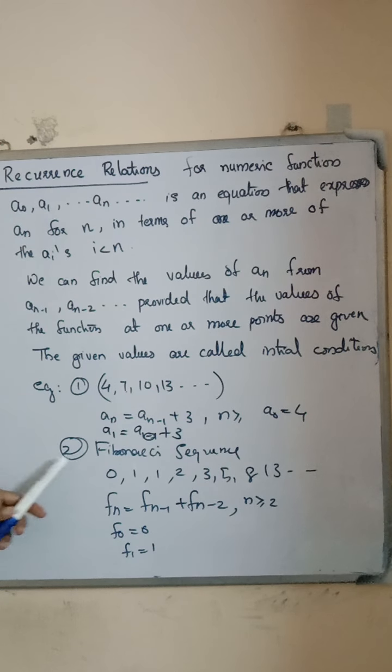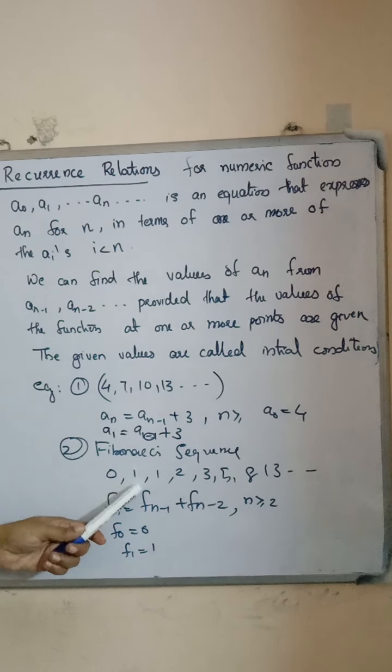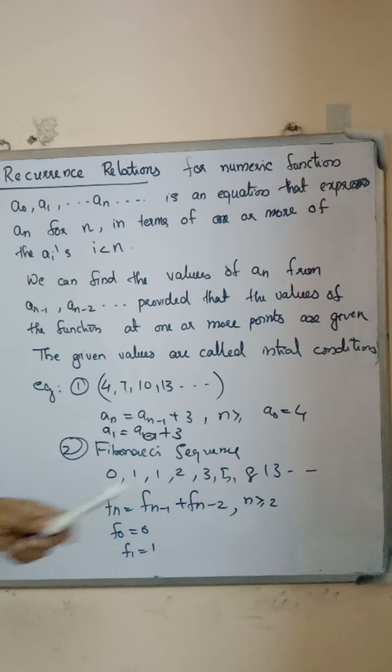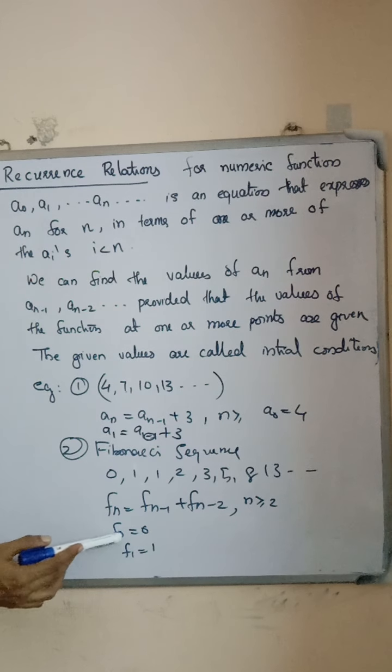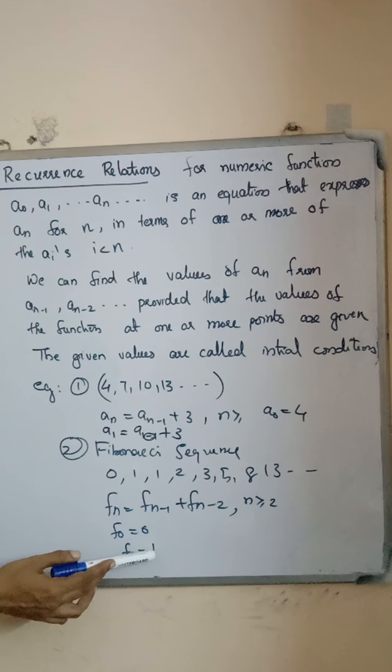Okay. Next example is the Fibonacci sequence 0, 1, 1, 2, 3, 5, 8, 13, etc. The recurrence relation corresponding to this Fibonacci series is Fn is equal to Fn minus 1 plus Fn minus 2. And F0 is equal to 0 and F1 is equal to 1 is given.